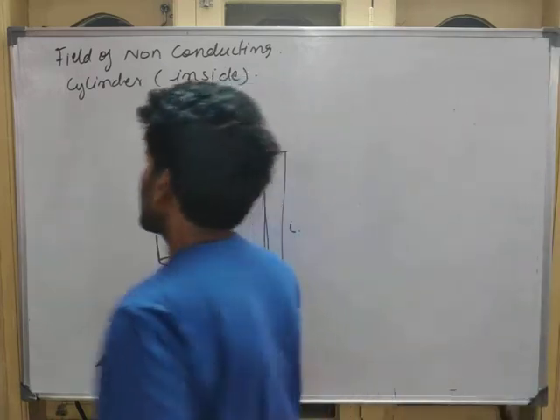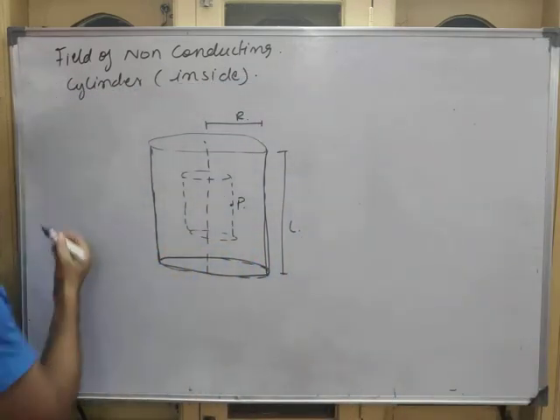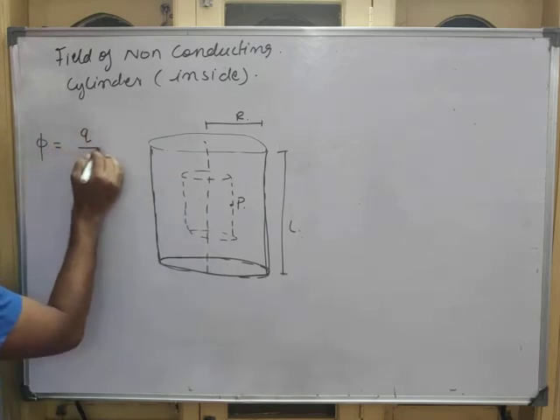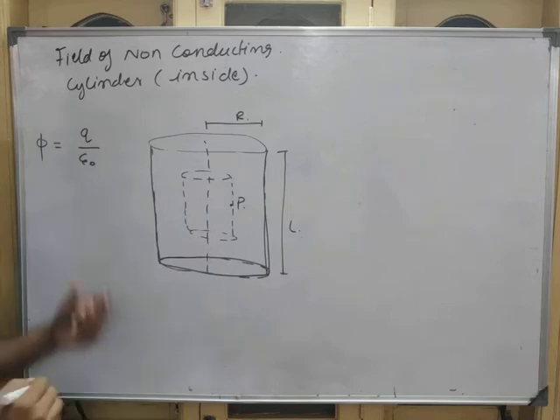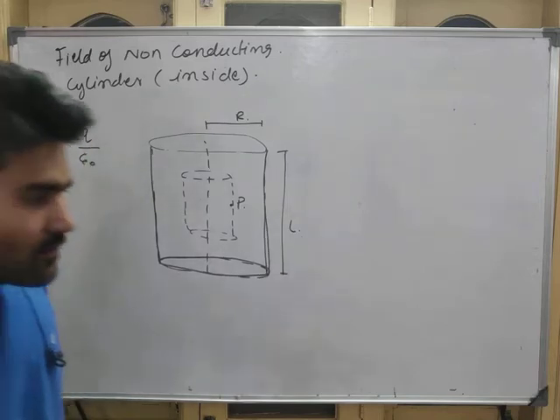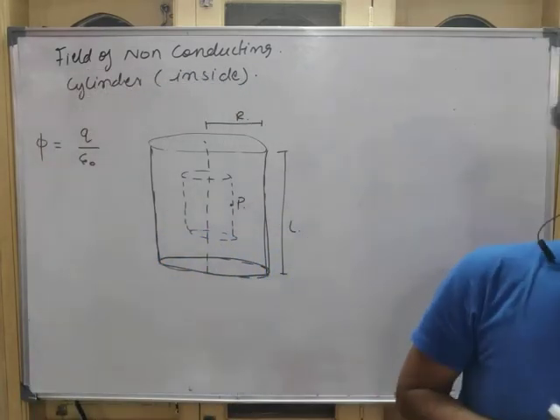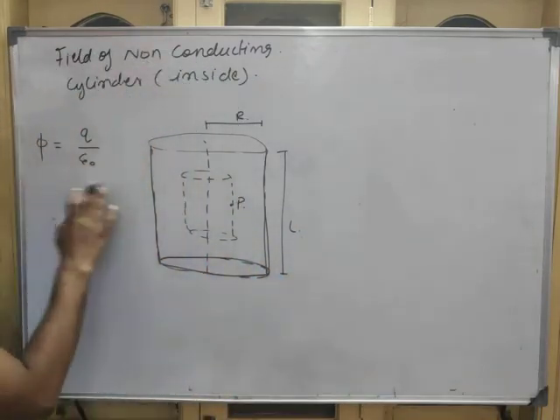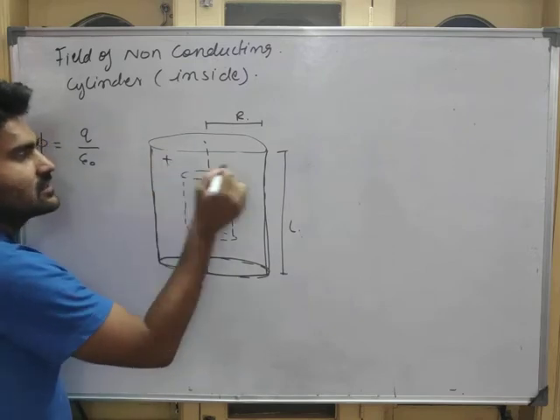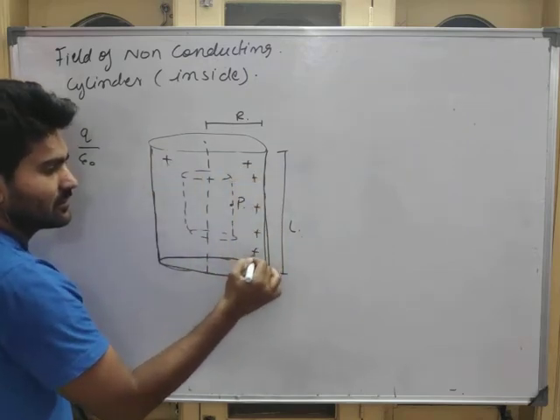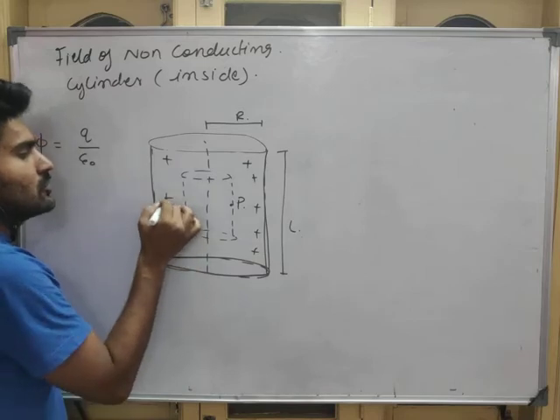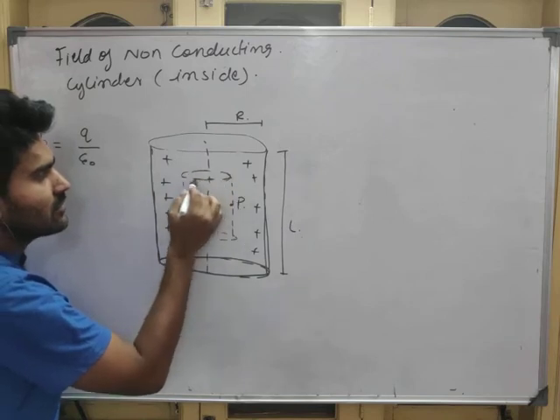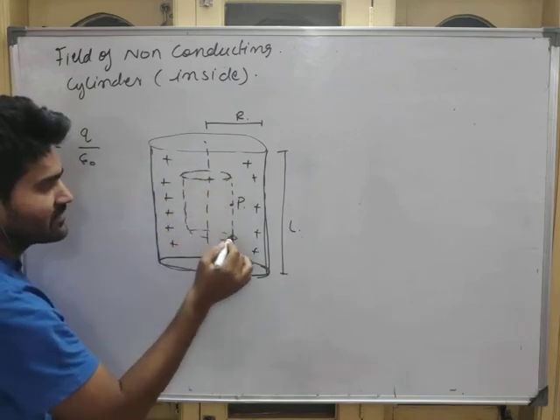What is the Gauss law? Gauss law says that flux leaking out of any surface is equal to Q by epsilon naught, where Q is the charge and epsilon naught is the permittivity of space, right? Okay, so now we will focus only on this charge. We know that this is a non-conducting body, right? But we are not going to find out the total charge of this body. We will find out the charge only of this imaginary cylinder.